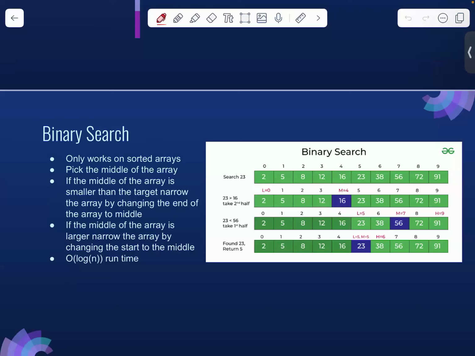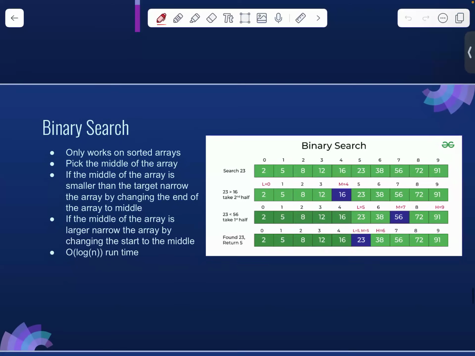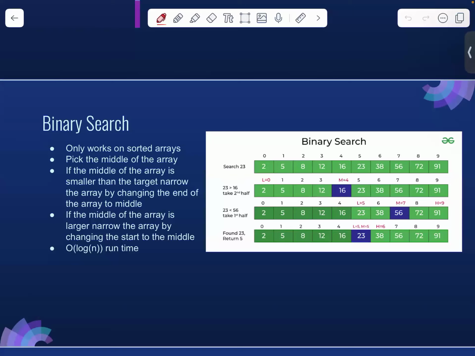But for binary search, you just take the left bound, which is going to be 0, and the right bound, and you add them together and you divide them by 2, integer division. So here we do 0 plus 9, we get 9 divided by 2, which is going to be equal to 4, integer division. You just truncate the decimal. And then our middle is going to be 4. And then we're searching for 23.